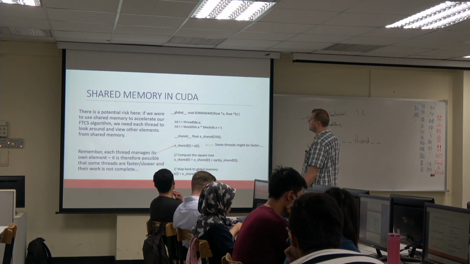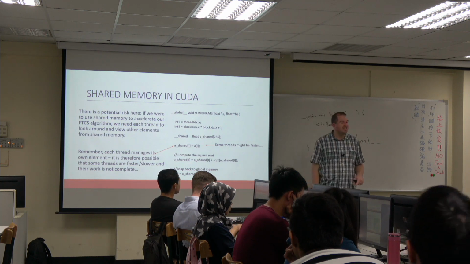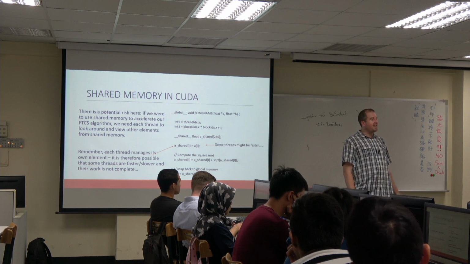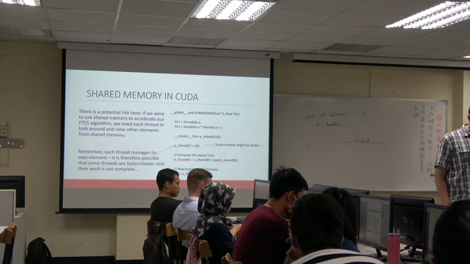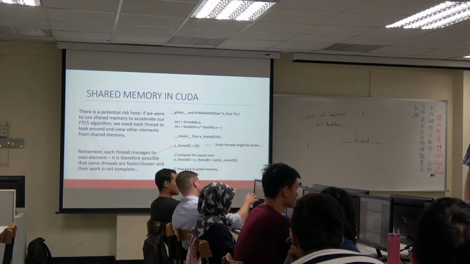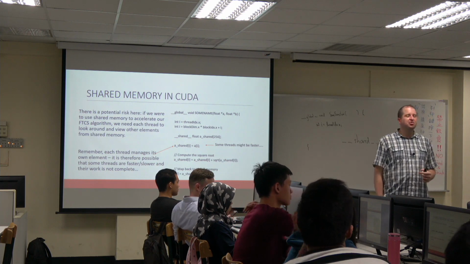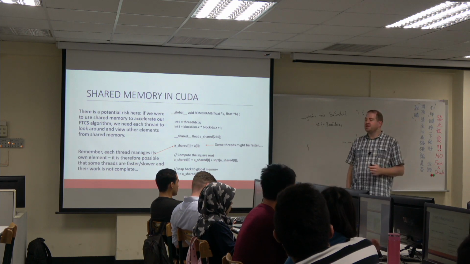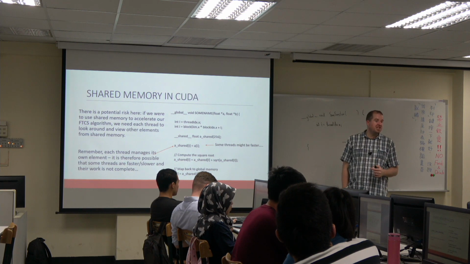Now, we have a problem if we want threads to see other threads' value of A shared. What's the problem? Some threads are faster than other threads. We have a block of threads. Each block of threads in this case has 256 threads. Some threads are going to be finished before other threads, especially if you have a crap GPU.